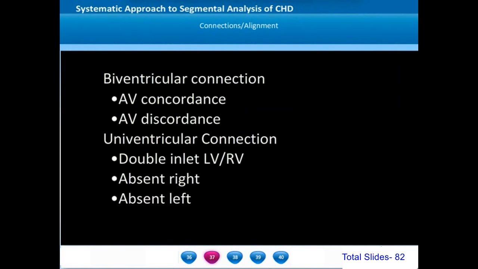We found that the atrioventricular connections can be either concordant or discordant. In concordant atrioventricular connection, we mean the right atrium is connected to the morphological right ventricle through the tricuspid valve, and the left atrium is connected to the morphological left ventricle through the mitral valve. In discordant AV connection, it will refer to right atrium getting connected to the left ventricle and left atrium getting connected to the right ventricle.